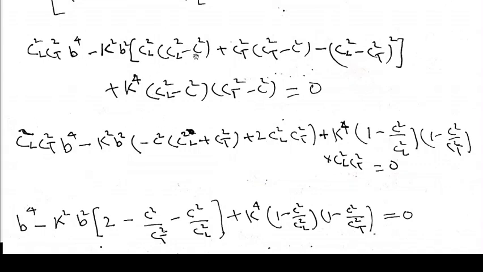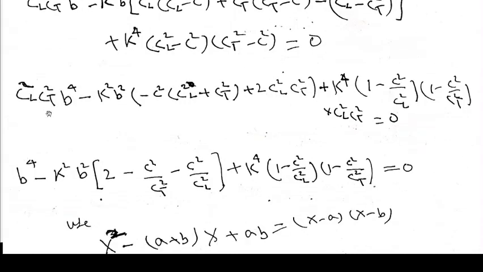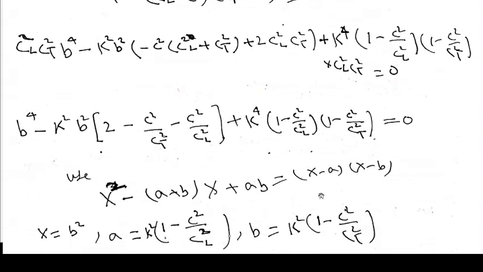You can write this simply, open this square and simplify, then you will have this and this. After division with CL and CT square, you have this type of thing. Now if you look carefully at this, it is simply an expression like this: x square minus (a plus b) x plus ab. This expression on the left hand side will be the same as this expression, and we can write this as (x minus a) into (x minus b). Multiply these two, we have this type of expression.